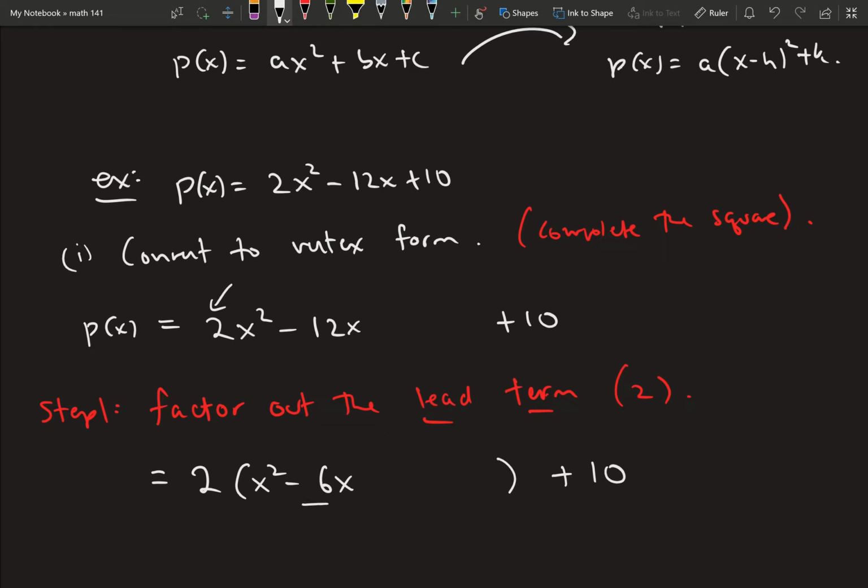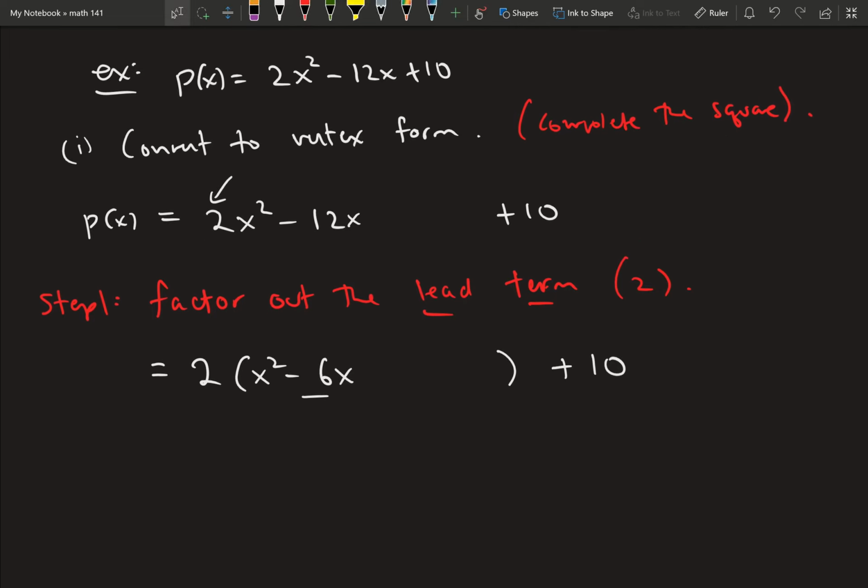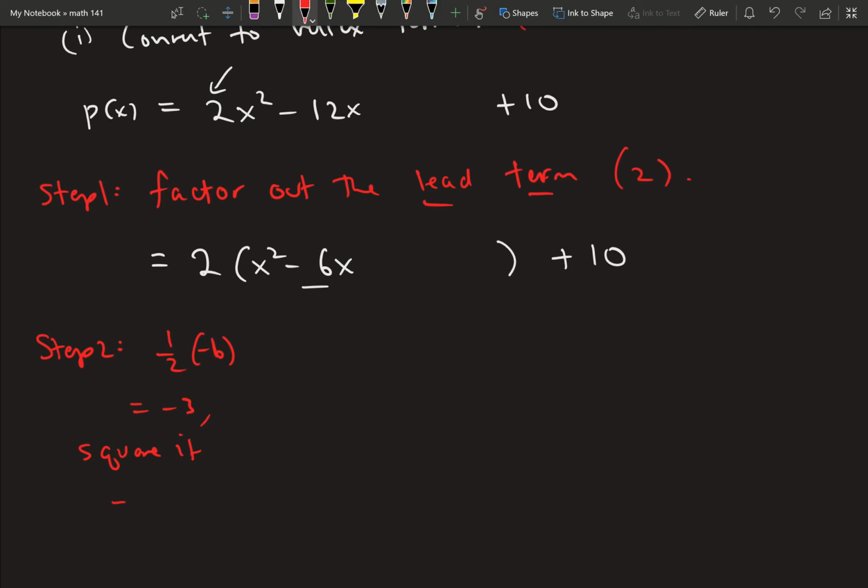So let's take a half of this negative 6 and square it. So step 2, take 1/2 of negative 6, which is negative 3, and then we're going to square it. That's what we're going to add and subtract. So plus 9 minus 9.